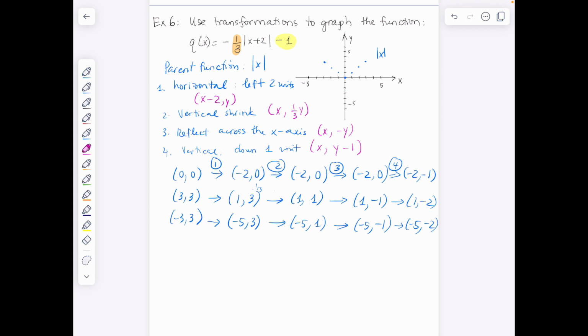Let's plot them on this graph. So we have (-2, -1). That's here. (1, -2) is going to be right here. And then (-5, -2) will be right here. And now we connect to get the graph. It will be an upside down V shape because there was a reflection across the x-axis.